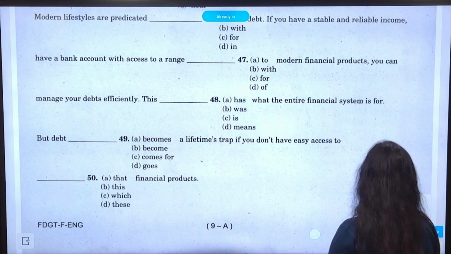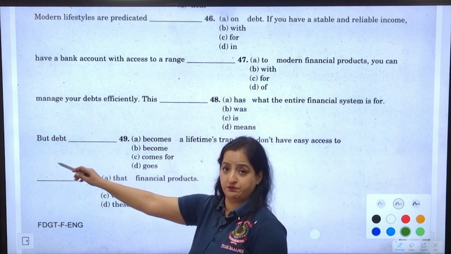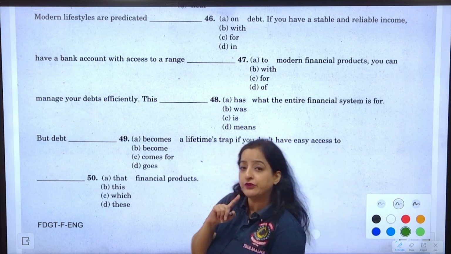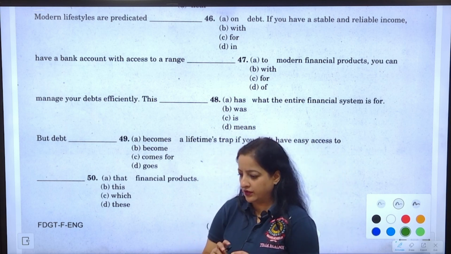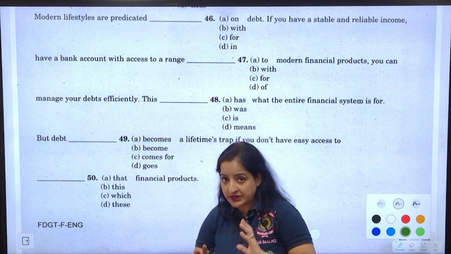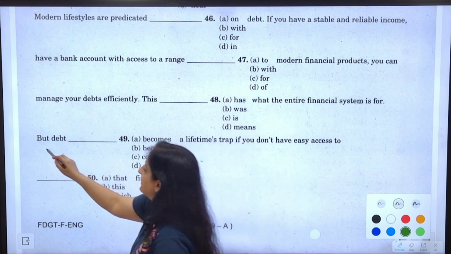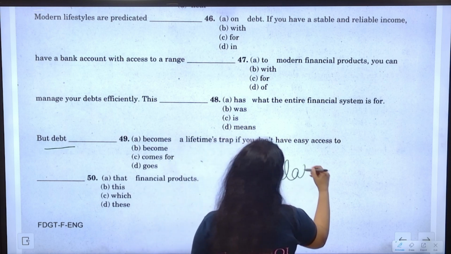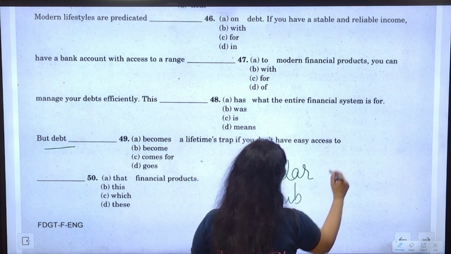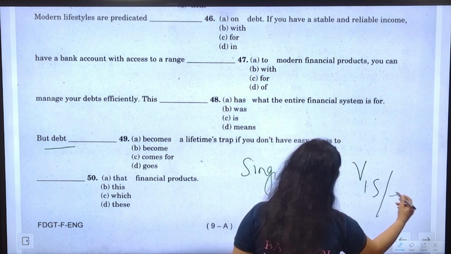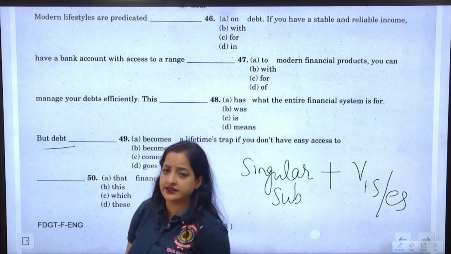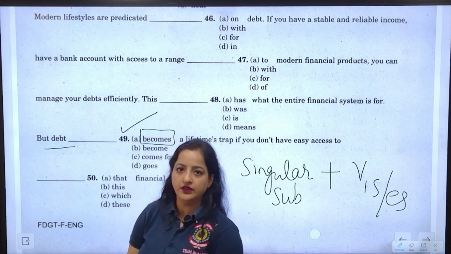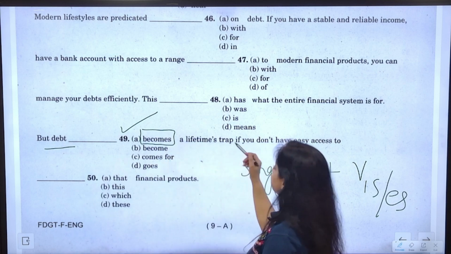Next, moving on. But debt dash a lifetime trap. Now here comes the role of grammar: verb, tenses, subject verb agreement. Debt is a singular subject. With singular subjects, we should always use V1 with s or es. Singular subjects agree with V1 s/es. So not "debt become", but debt becomes a lifetime trap.